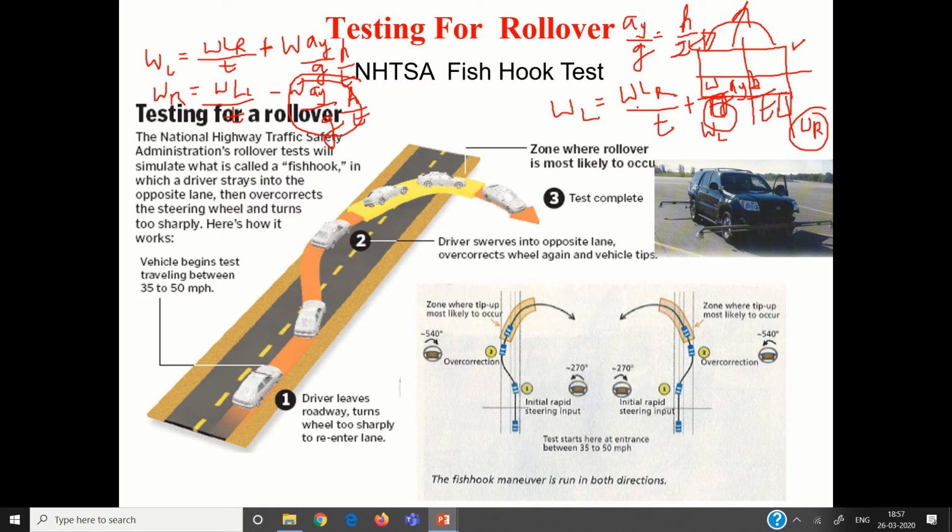So that is rollover. So you can use the fish hook test. The National Highway Traffic Safety Administration, the American organization, has a specification for the fish hook test. Now you see here how exactly you have to steer. All these things have been specified. One is for the right turn, another one is for the left turn.